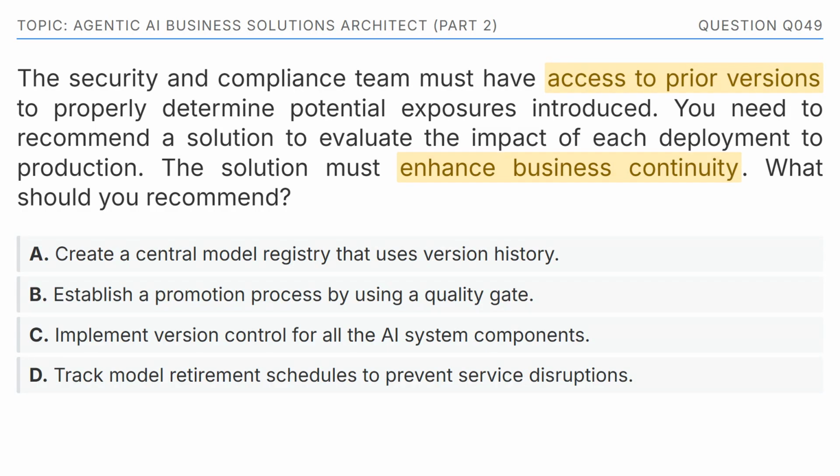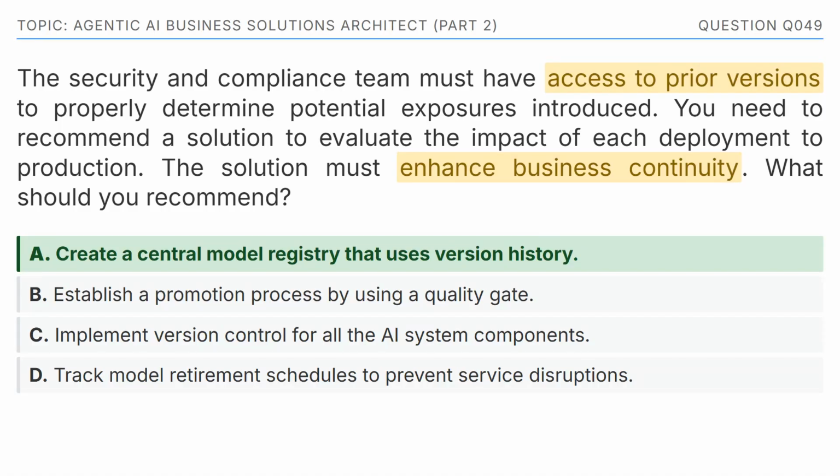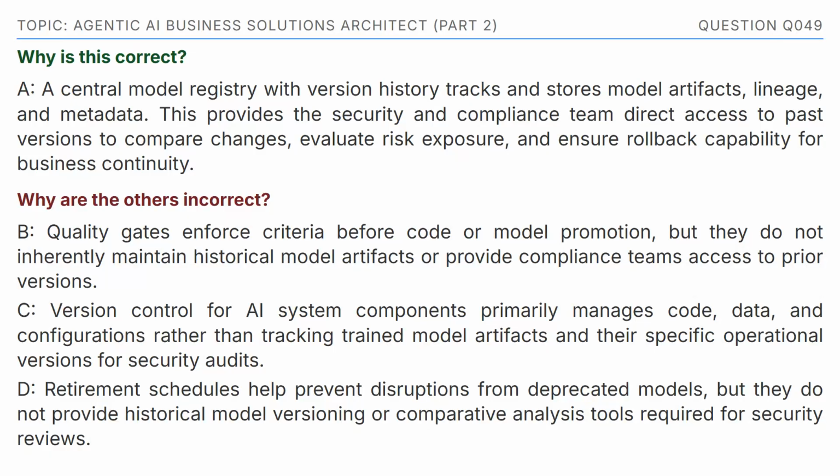To arrive at the correct answer, we focus on the keywords: AI models, security and compliance review, access to prior versions, evaluate impact of deployment, enhance business continuity. The correct answer is Option A, create a central model registry that uses version history. Why is this correct? A. A central model registry with version history tracks and stores model artifacts, lineage, and metadata. This provides the security and compliance team direct access to past versions to compare changes, evaluate risk exposure, and ensure rollback capability for business continuity.